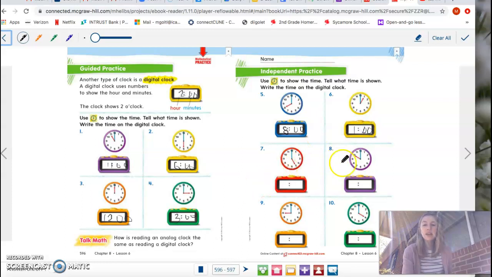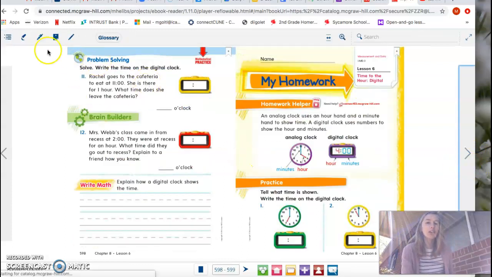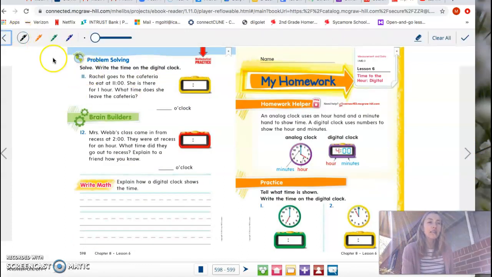You need to do 7, 8, 9, and 10 all by yourself. Remember the first step, figure out the hour. Where is that small red hand pointing? And then figure out the minutes. You can pause the video now and do that, or continue with me. When you've done that, you can flip it over to the back side.